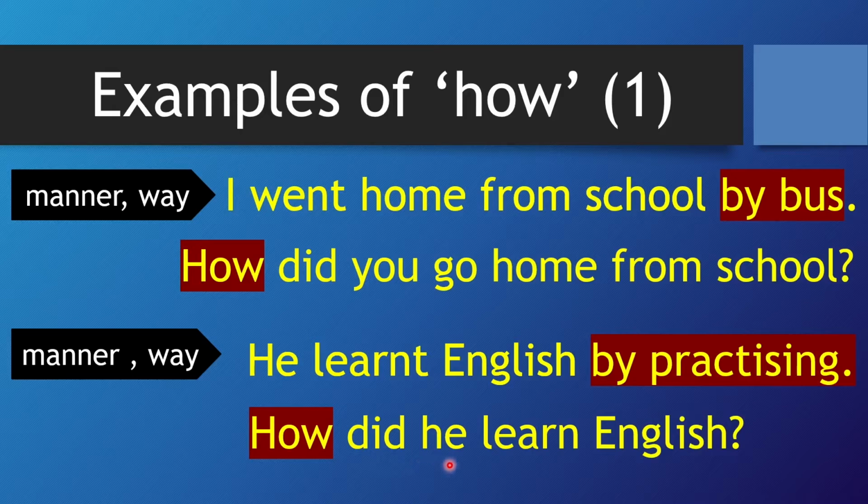And after that, the subject. He is given as the subject. The verb was given as learned, but we will write the main verb learn and the other part of the sentence, English. So the question is, how did he learn English?